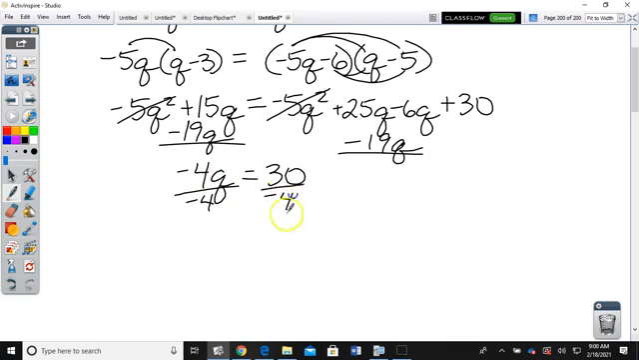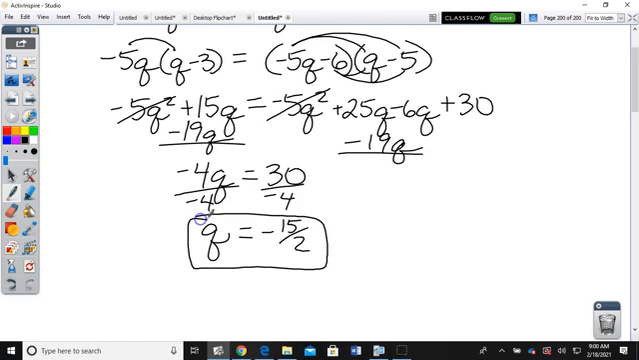Divide by negative 4. Never, ever leave your fraction unsimplified. So what would that simplify to? Negative 15 over 2. If you put negative 7.5, I would accept it, but keep it a fraction, because all the rest were fractions. Alright. Any questions on number 7? No, I'm good actually. Everybody good? All right.